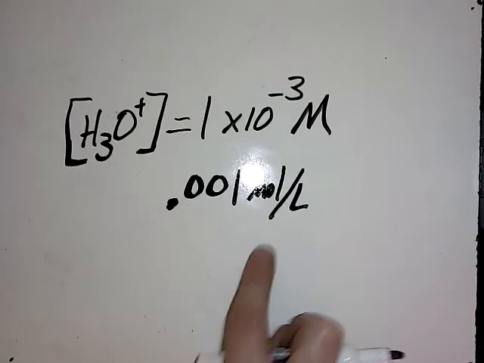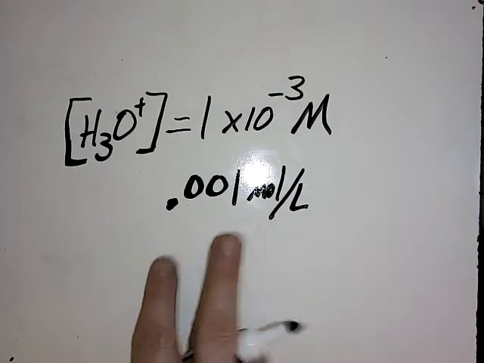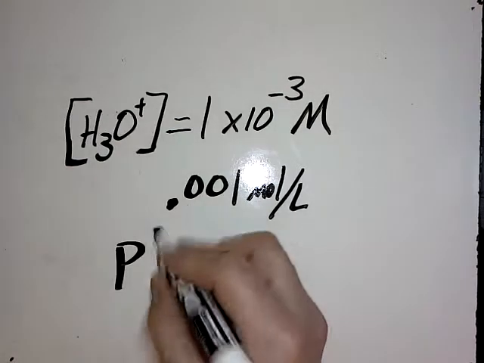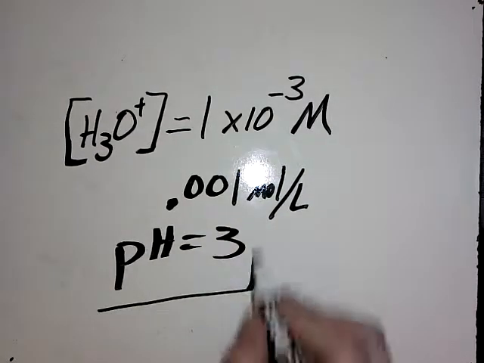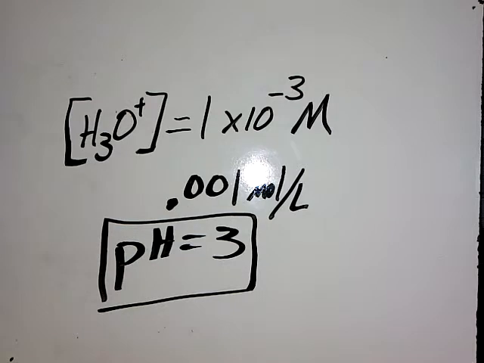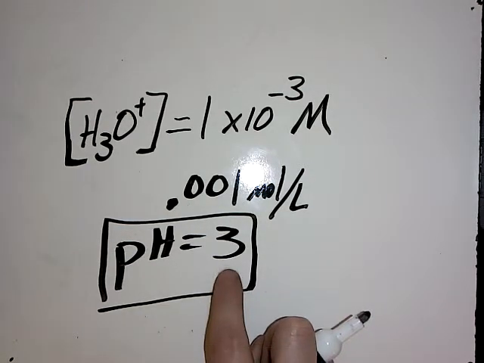Now, this substance has a pH of 3. So how did I get that? Do you see anything up there that might relate back to this pH?